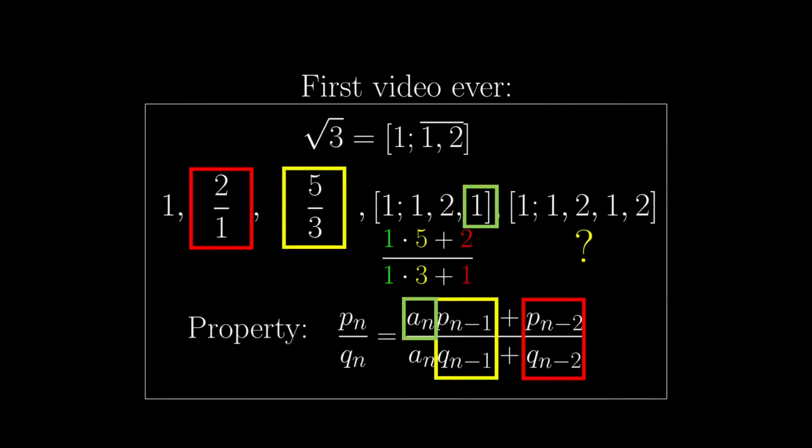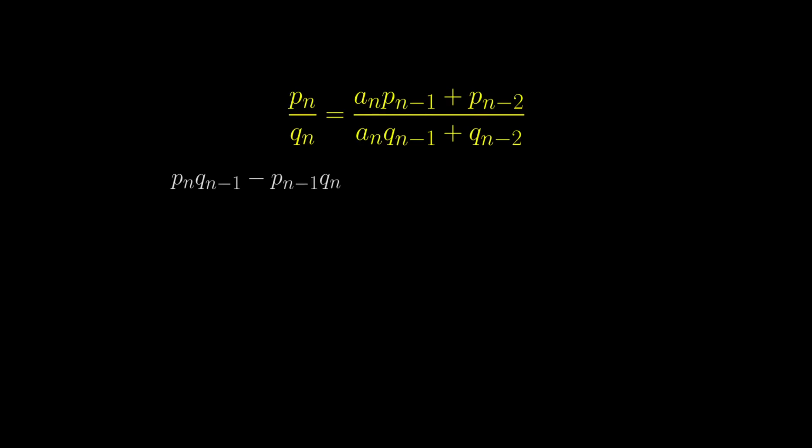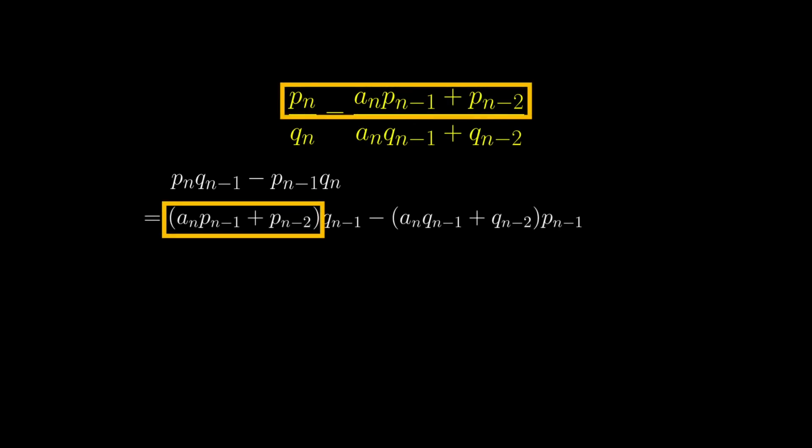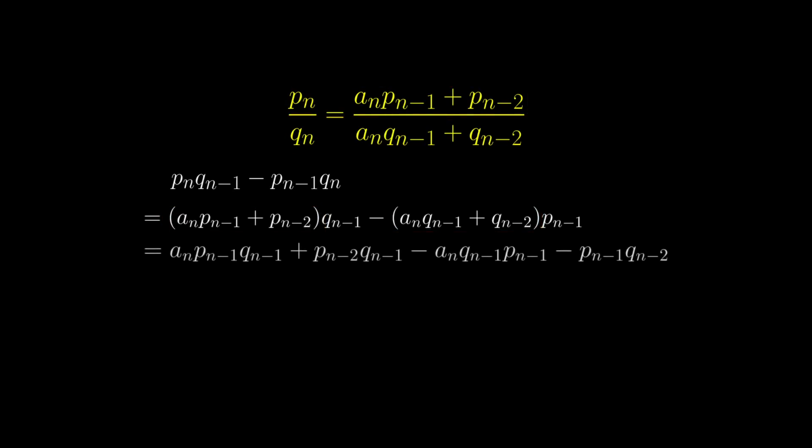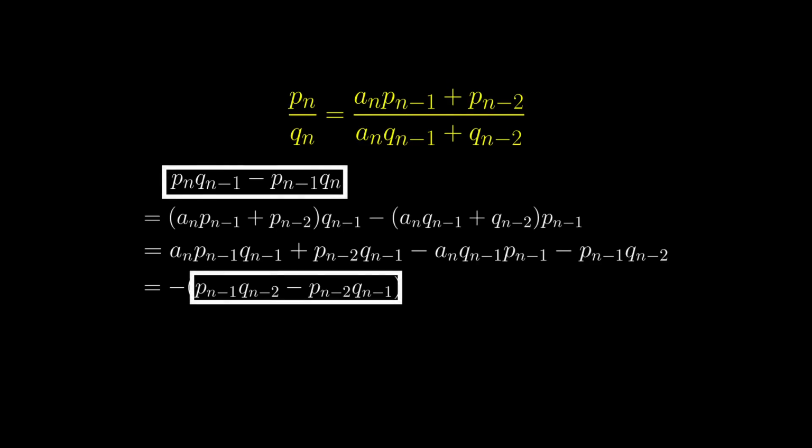To prove that this always works, we still need the property mentioned in the first video. So allow me to copy this property here and consider this expression. Then we simply do some algebraic manipulation. Now focus on these two white boxed expressions. They are basically identical with the subscripts off by 1.